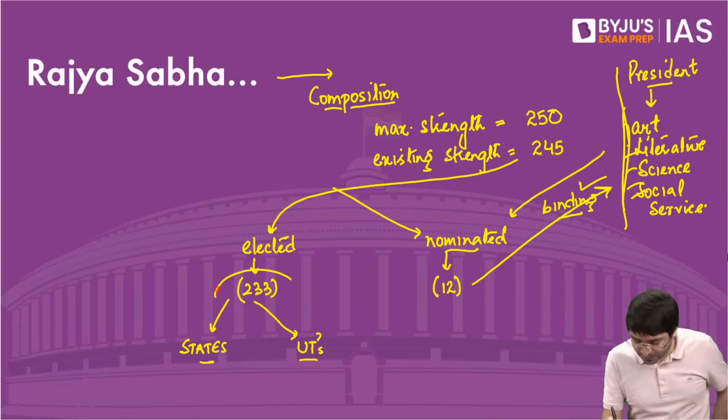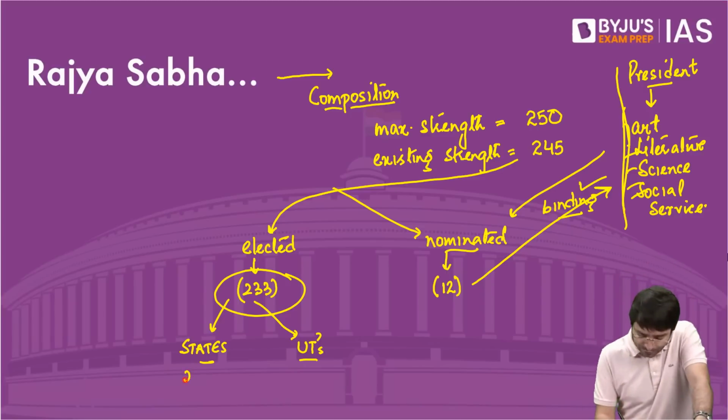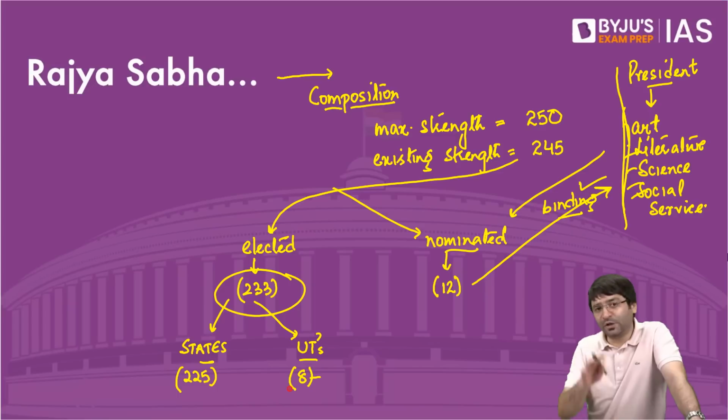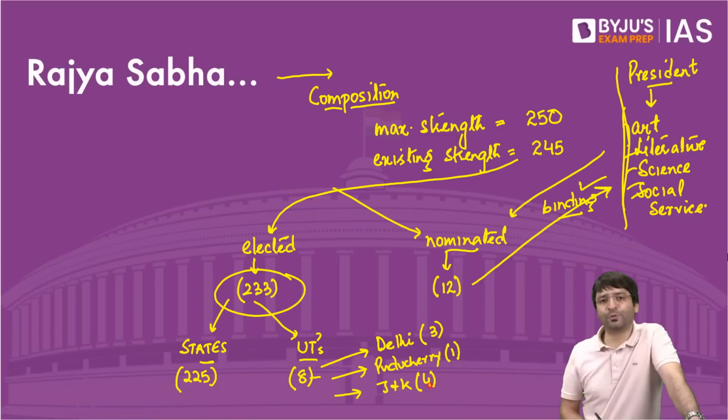But the remaining 233 are to be elected by states or union territories. How? 225 are elected by states, 8 are elected by union territories. But only 3 union territories participate. 1, Delhi. 2nd, Puducherry. 3rd, Jammu and Kashmir. 3 MPs from Delhi, 1 from Puducherry, 4 from Jammu and Kashmir.